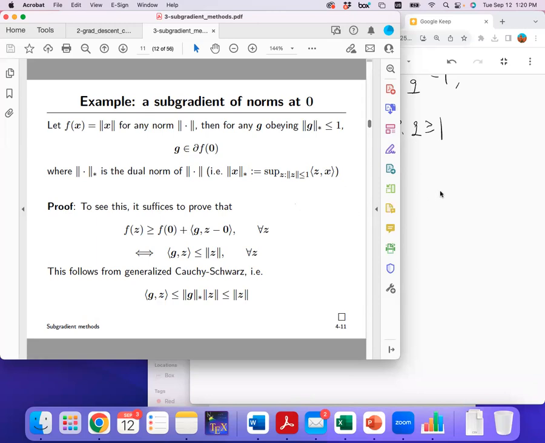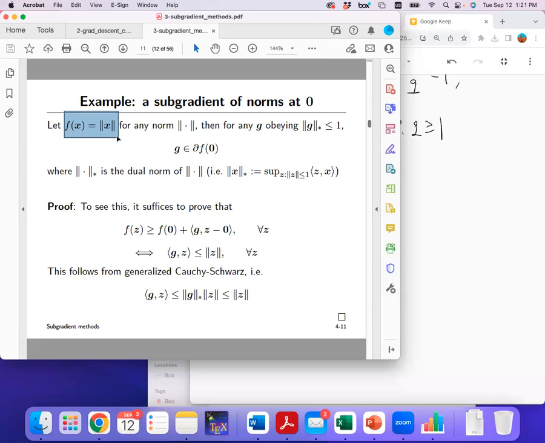Let's look at this proof. If your function is a norm, now this is a special function. Now we are talking about subgradients of functions, right? But in this example, we are talking about functions of norms. We consider f(x) that is the norm of x. For these types of functions, the subgradient is highly related to its dual norm.